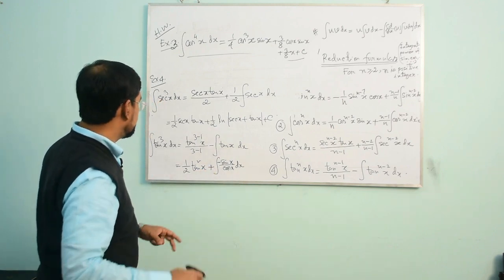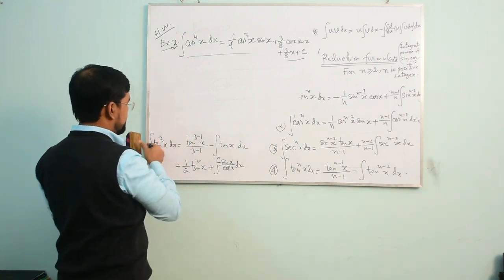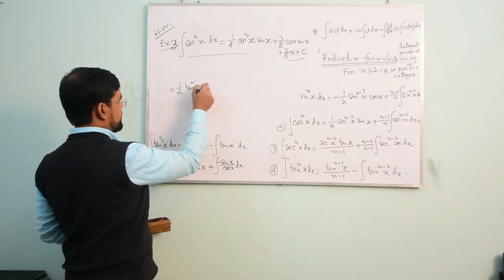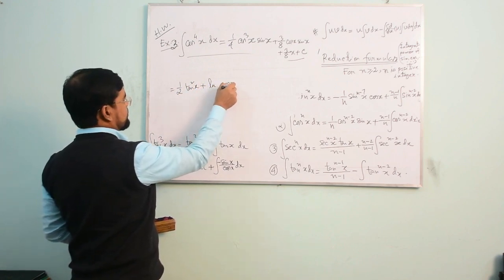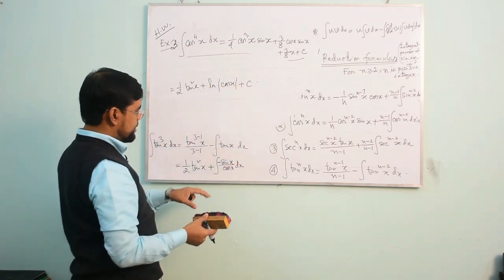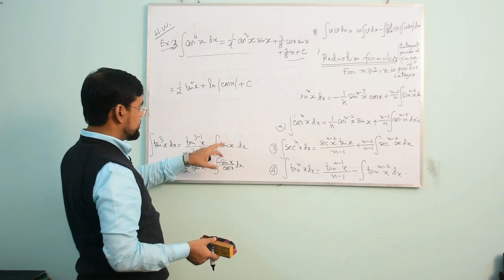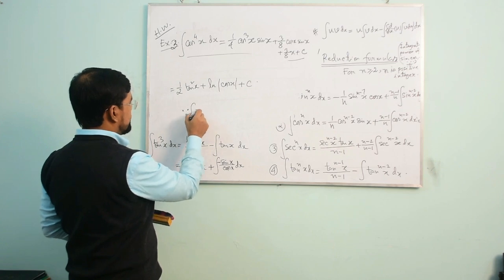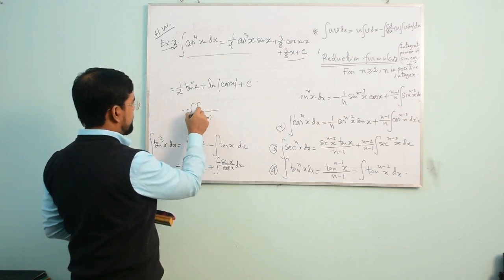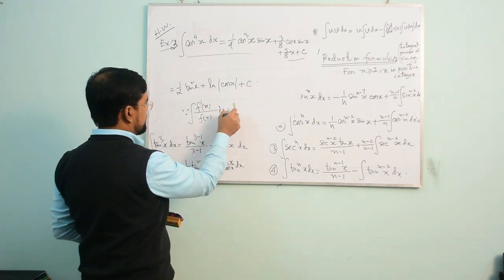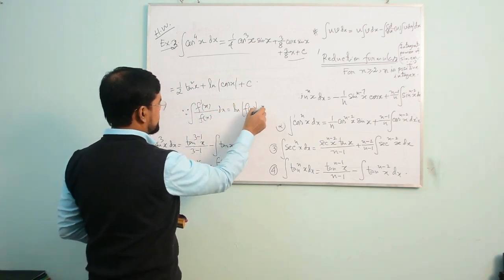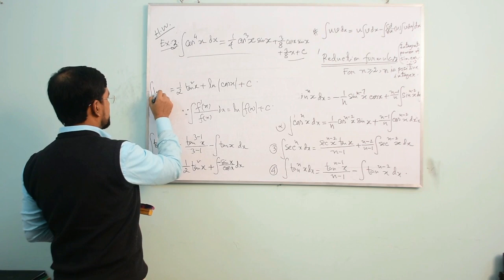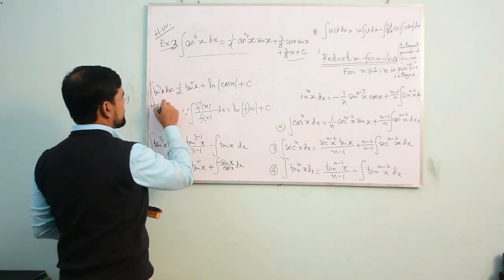So the answer will be half tan squared x plus ln cos x plus c, since the derivative of the denominator is the numerator, so we can use this formula. And I said in our first lecture that integration of f prime x over f(x) dx equals ln f(x) plus c. So by using this formula we can write it. So integration of tan cubed x dx is equal to this.